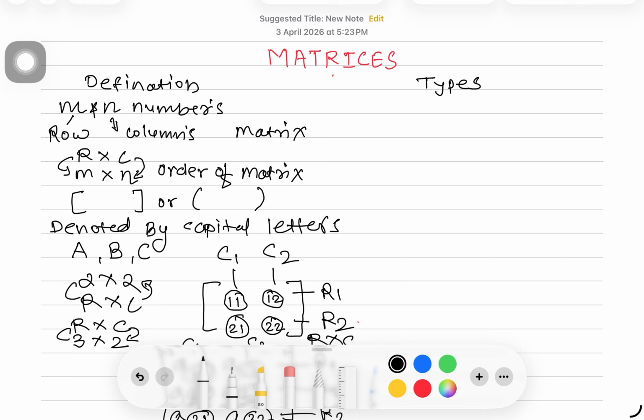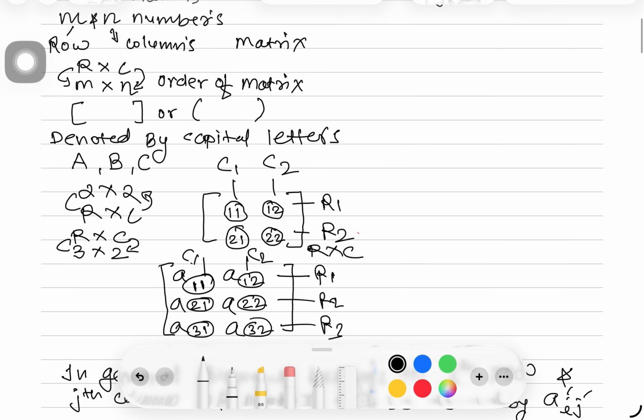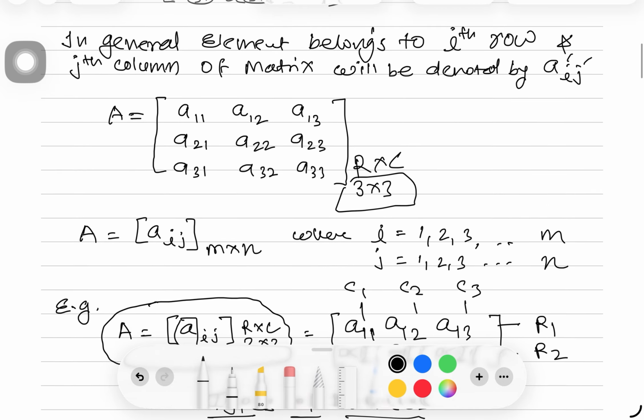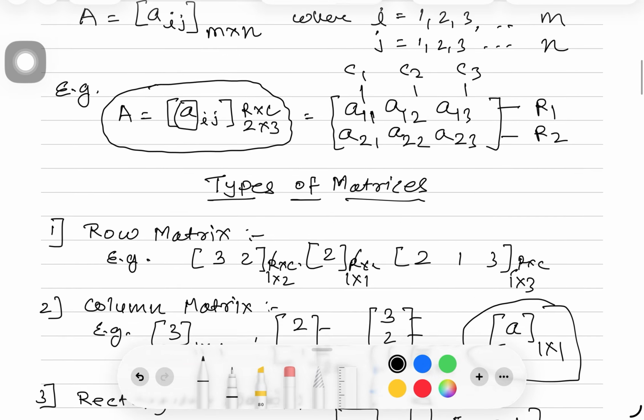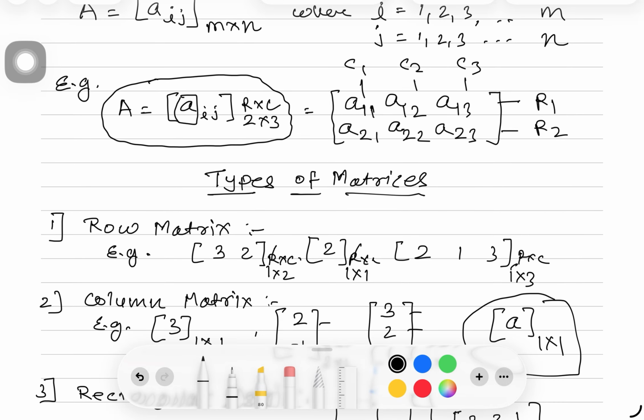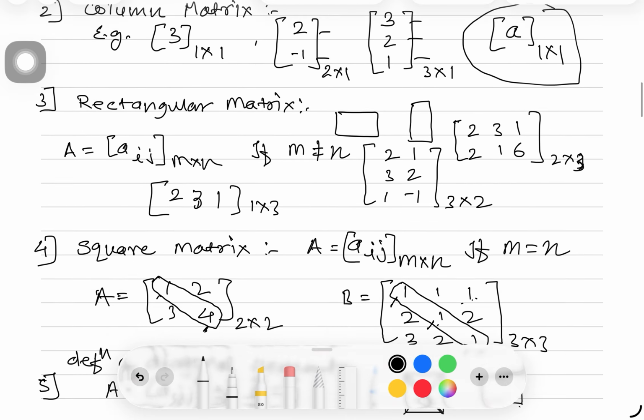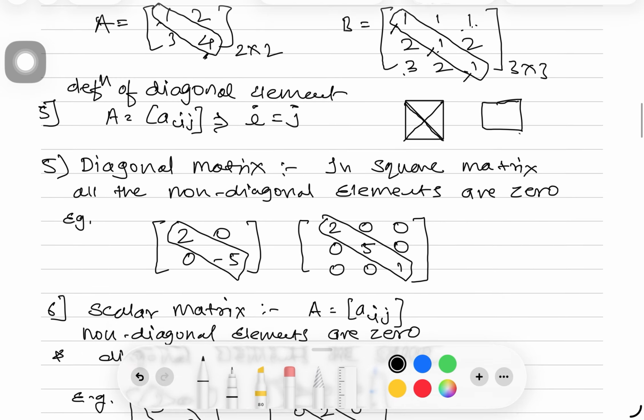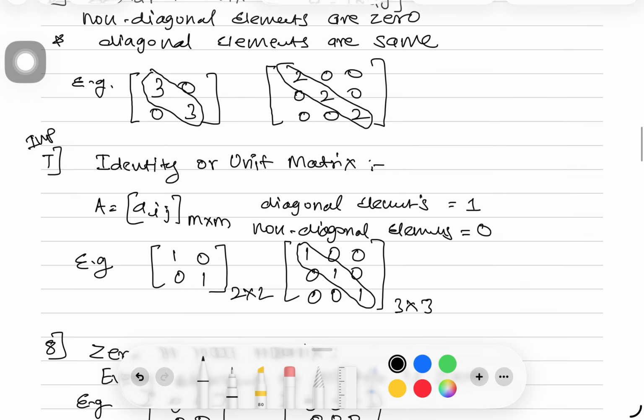Today we are going to study matrices part 2. In the last lecture of matrices, we studied the definition and the types, how to represent the matrix, the number of rows and columns, how to write the order of the matrix, and then we studied the types of matrices. A row matrix, column matrix, rectangular matrix, square matrix, diagonal matrix, scalar matrix, and identity matrix, which is very important. We can call it a unit matrix, which is a diagonal having only 1, 1, 1.